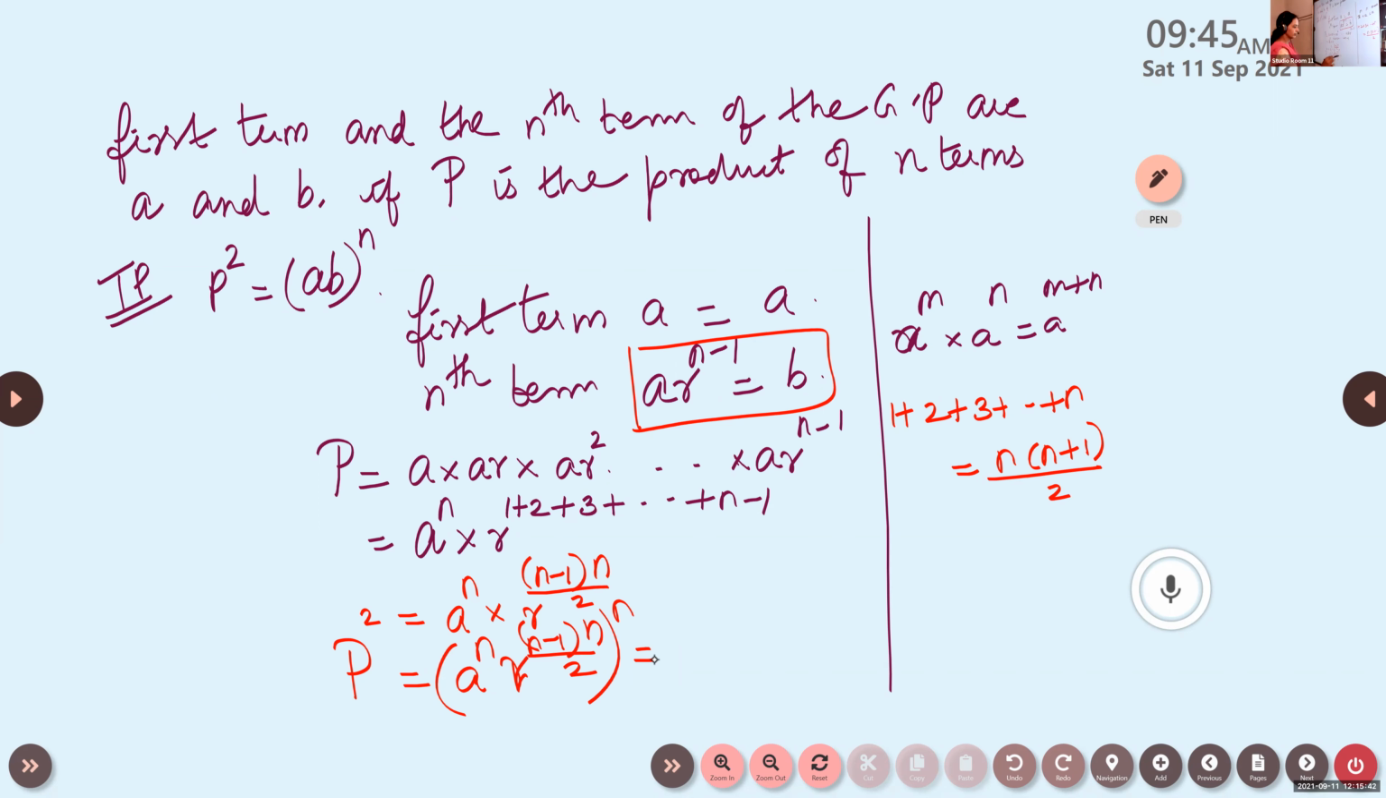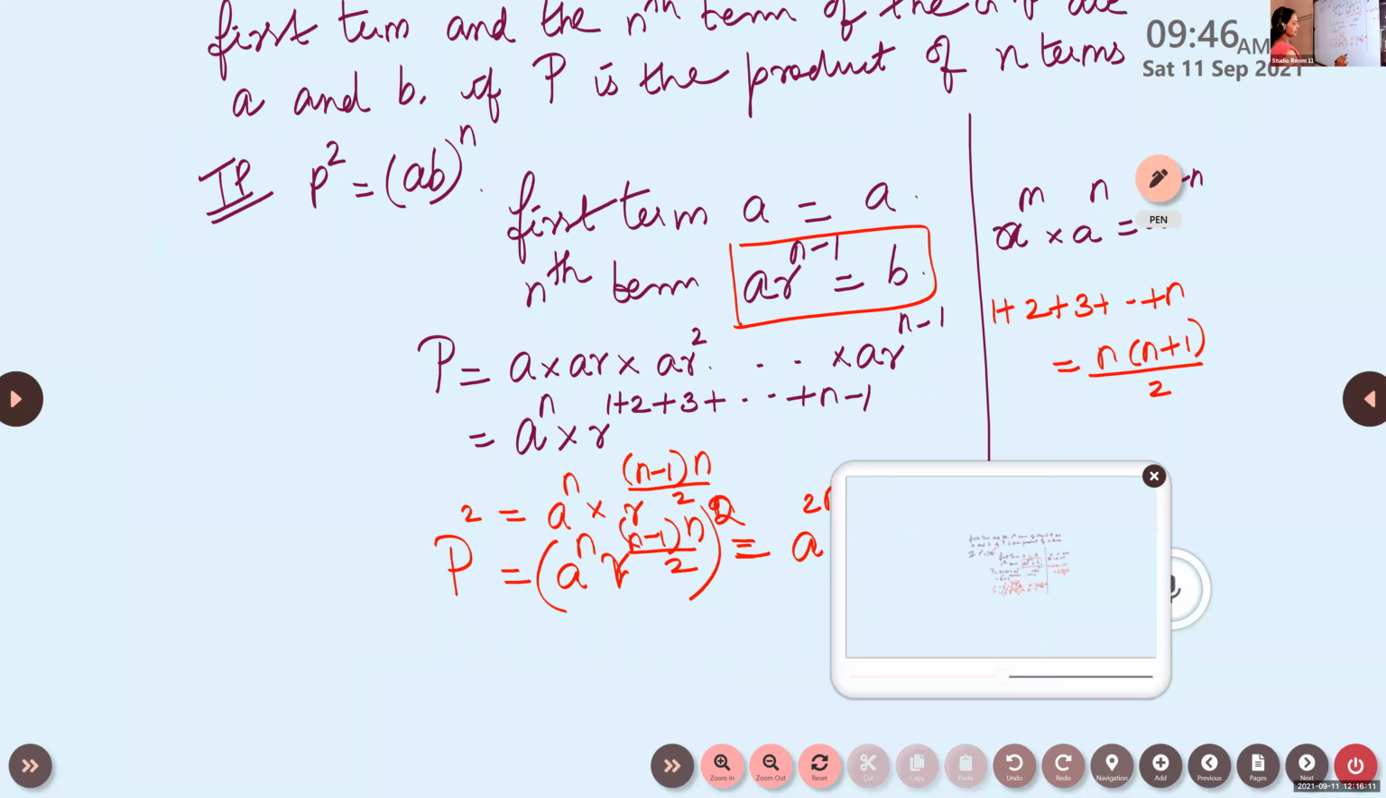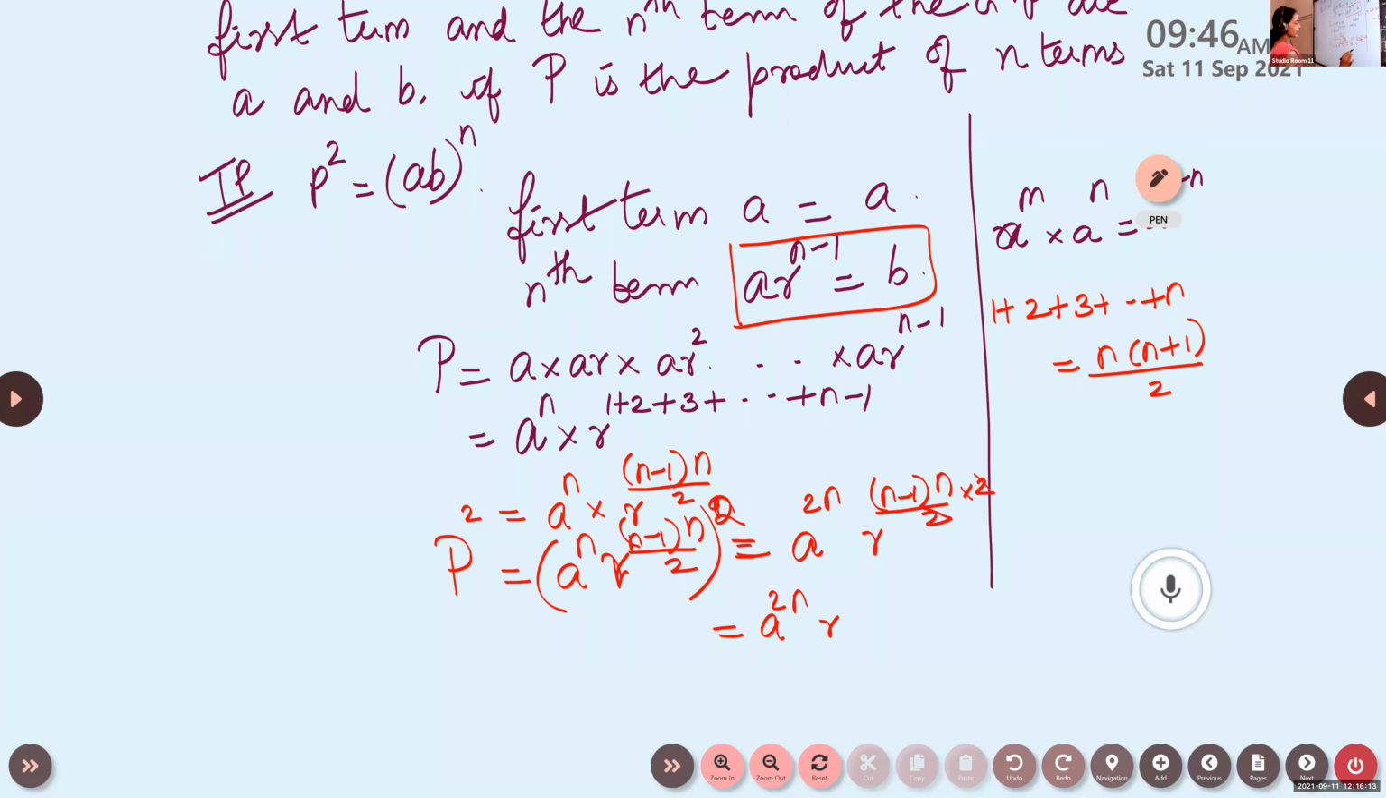So you will get a raised to n whole raised to n. Is it a raised to n square? Sorry, it is not n. We are squaring it, not taking the nth power. We are taking the square. So a raised to 2n, r raised to n minus 1 into n by 2 into 2. This 2 will get cancelled. So we will get a raised to 2n, r raised to n minus 1 into n.